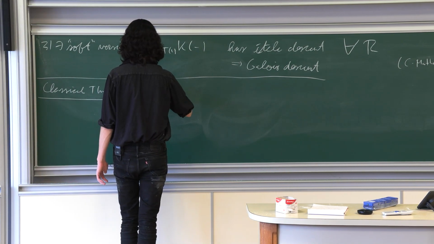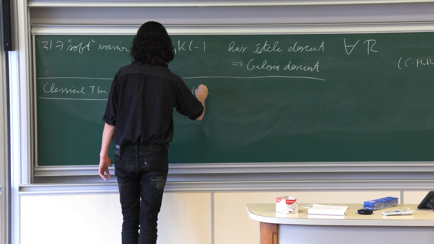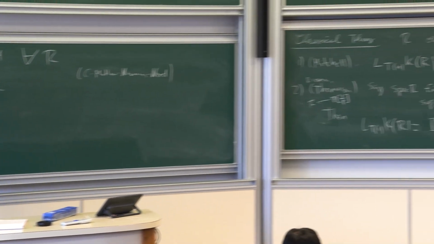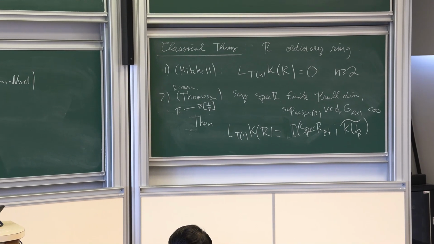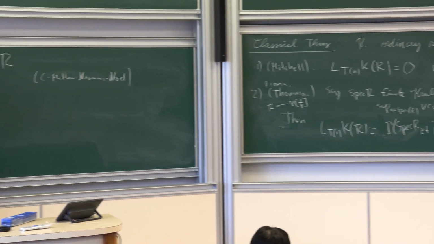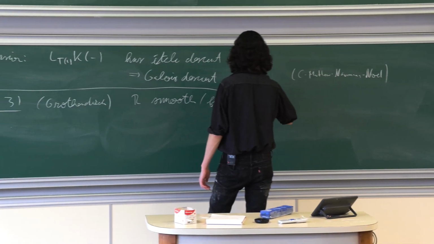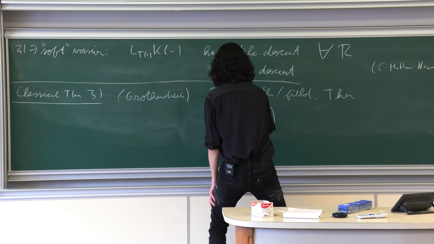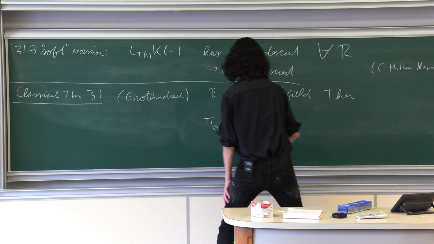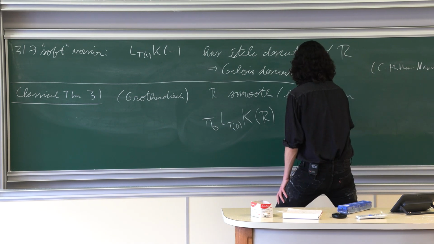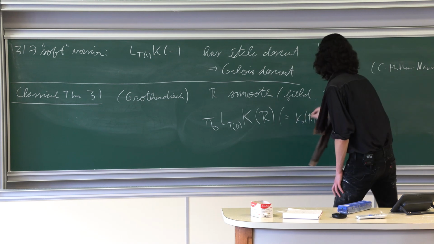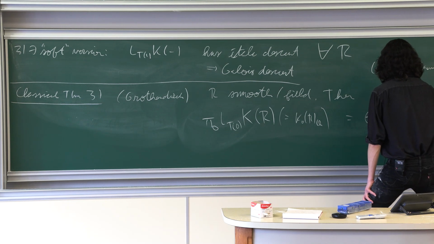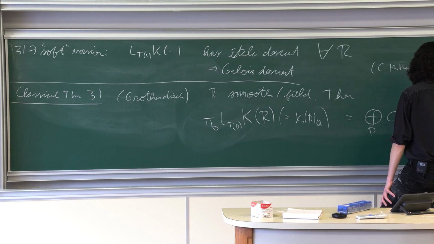And this is Grothendieck. So we've talked about heights 2 and bigger. We've talked about height 1. So what about height 0? Let's say that R is smooth over a field. Then if you take π_0 of L_{T(0)}, which is just the rational K-theory of this, then that's a direct sum of rational Chow groups.